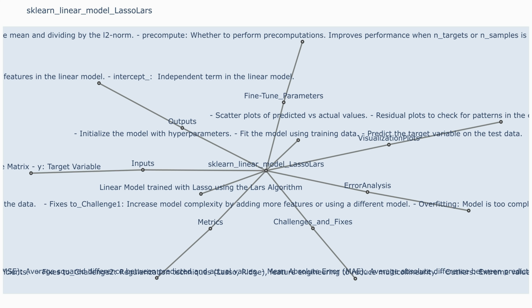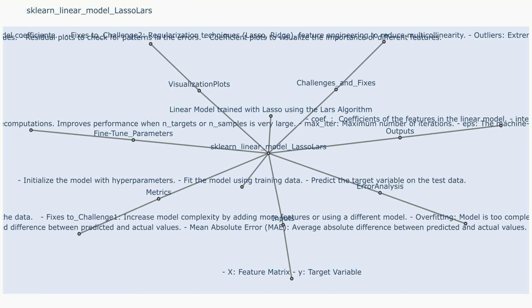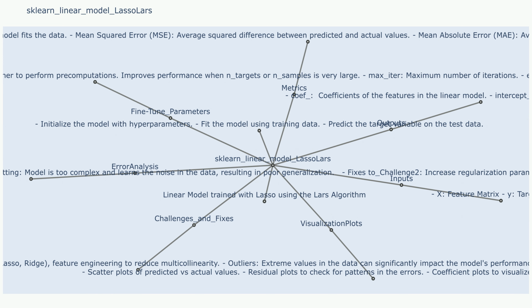sklearn, linear model, LassoLars. Description. The LassoLars model is a linear regression model that utilizes the least angle regression (LARS) algorithm to solve the lasso problem. The algorithm is similar to forward stepwise regression but with an important difference: it finds a whole path of coefficients as the lasso penalty parameter changes.